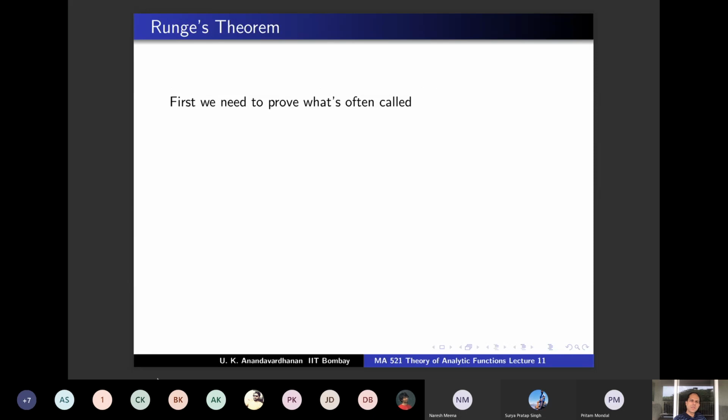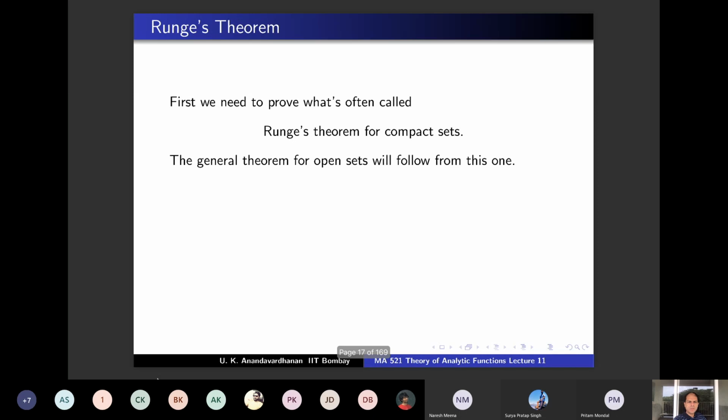So first we will prove what is often called Runge's theorem for compact sets. Why do I say compact sets? Because I will be approximating a holomorphic function on an open set, but restricted to a compact set. On K, the compact set, I will try to approximate it by rational functions, and later we will say that on any open set we can do this. But that's not today. So the general theorem for open sets will follow from this one. This is the real crux of the matter, the real thing that we should do.